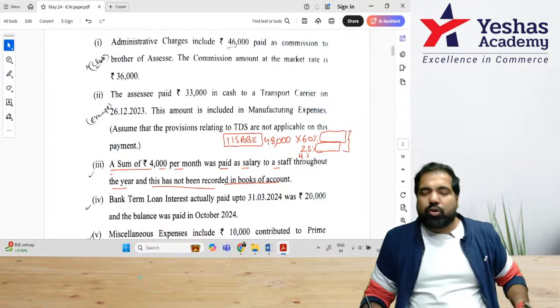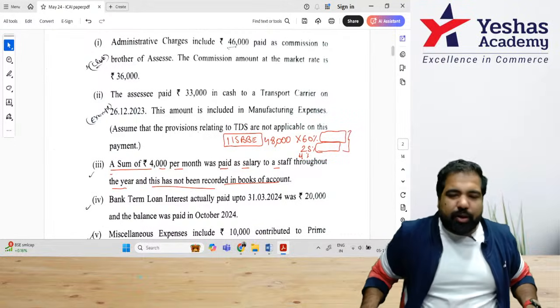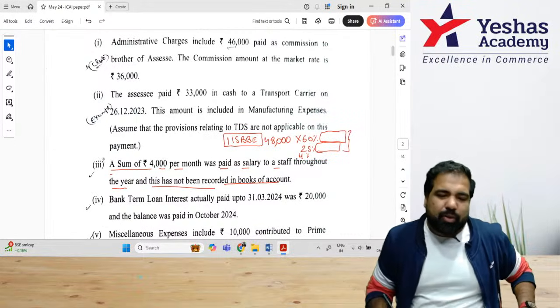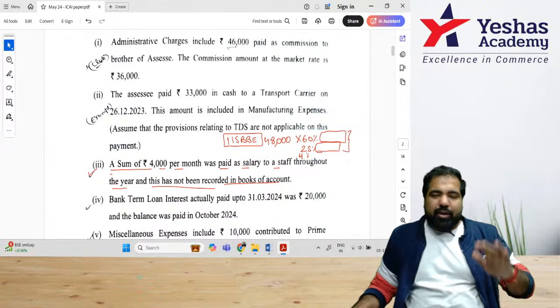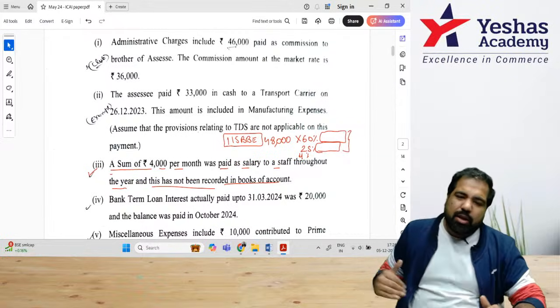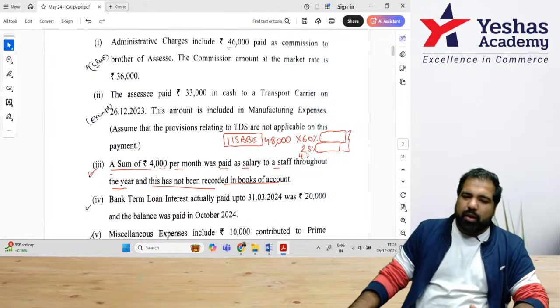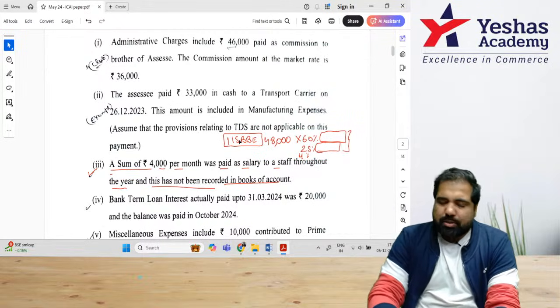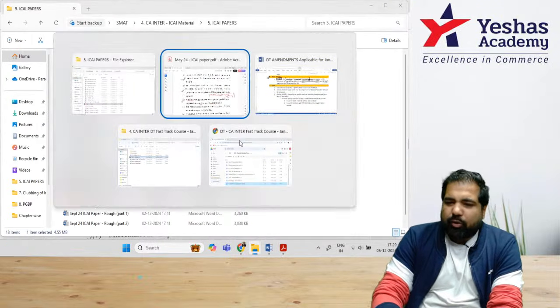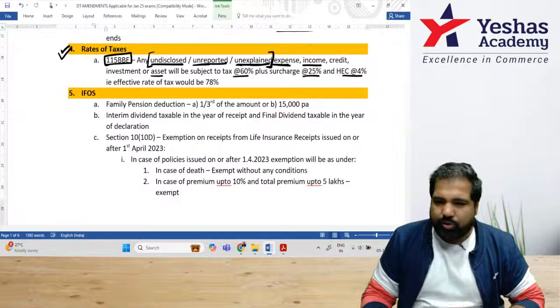Now, this is assuming you could not explain it, but if you can explain it, you can avoid this tax. In the exam, if they give you this, rather than explaining it because there is no explanation, you'd rather calculate this tax and whatever tax liabilities to that, you will add this income. This is the rates of tax, and this is the concept of 115BBE, which is kind of important. So pay that kind of attention to rates of tax.